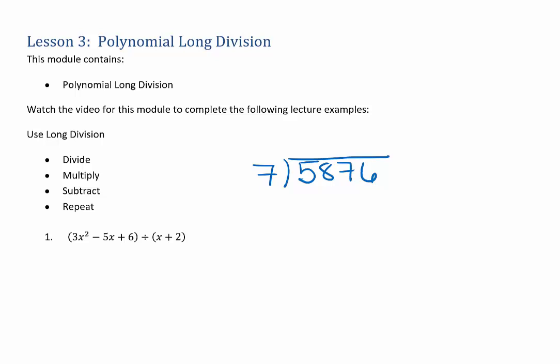I would start by figuring out how many times does 7 go into 58? And the answer is 8. Then I have to find the remainder. 8 times 7 is 56, remainder of 2. We bring down the next number and repeat the process. 7 goes into 27 3 times. 3 times 7 is 21, so this time a remainder of 6.